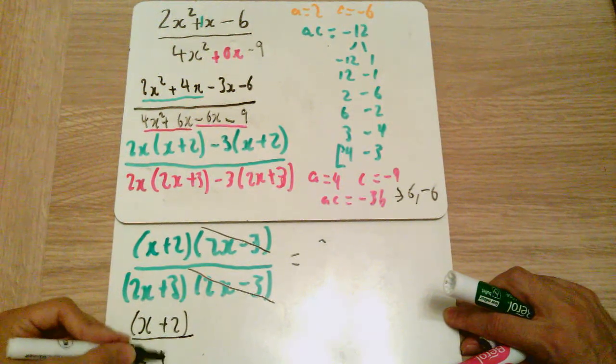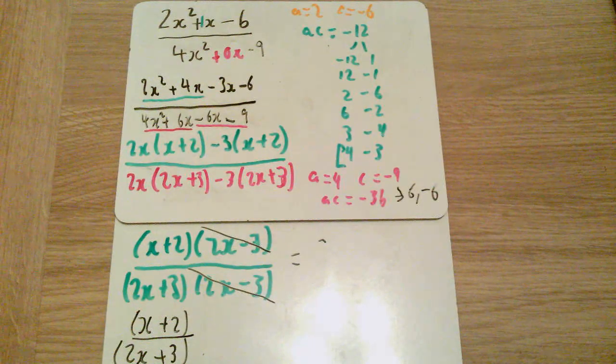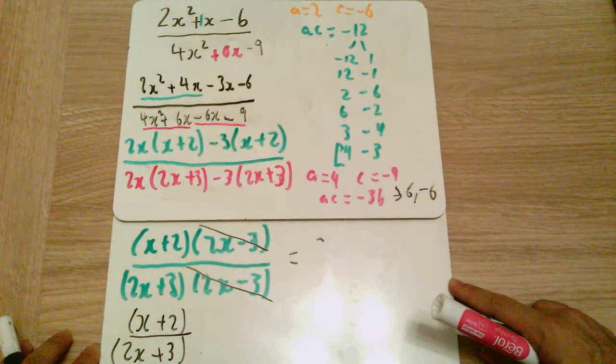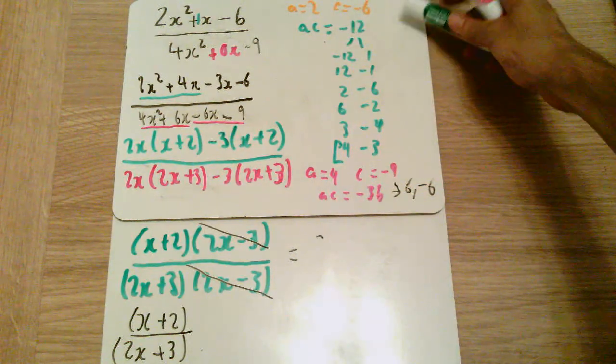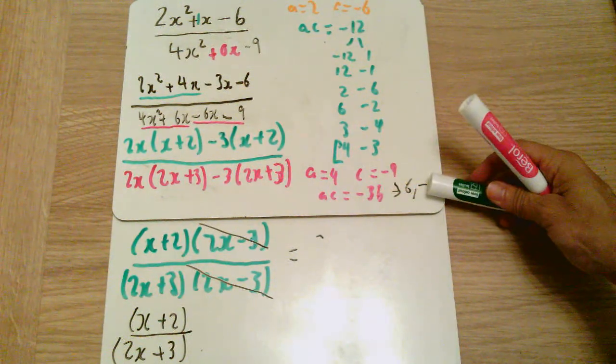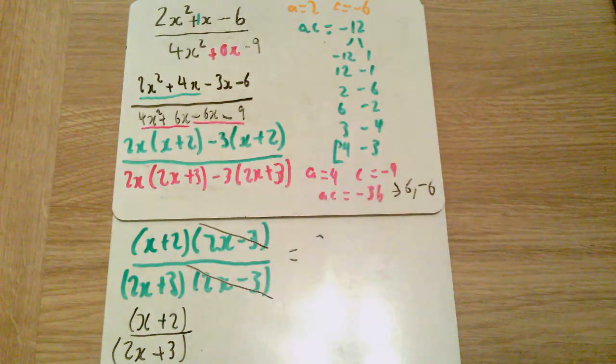Now that was a much more challenging example, but it followed the same principle. We first factorized out our quadratic using our AC method, so either this one or this one. Once we'd factorized all the way down, we cancelled out what is common. That's always the case for that. I hope it's made sense. Please let me know if it hasn't.